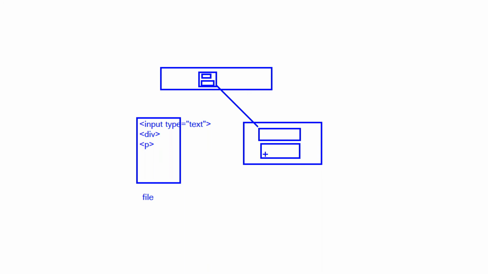Now, based on the HTML tags in this file, one object is created here in RAM memory. This object contains the information of this file. That output is coming into this browser. That is the concept of this.